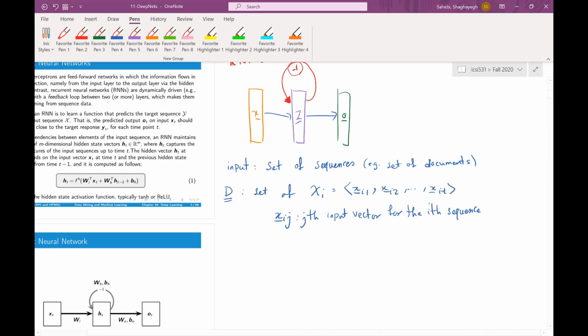Okay. So, for example, what you can think of is that your whole data is a set of documents, and each of the documents that you have is one sequence, a sequence of words and punctuations. As a result, each xij is one word or one punctuation, and T is the length of your document, how many words and punctuations are in it. Okay?